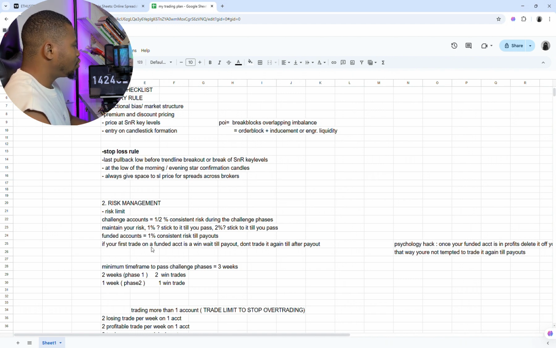Now, if your first trade on a funded account is a win, you wait to pay out. So this is like a psychology hack I use on my prop firm accounts.